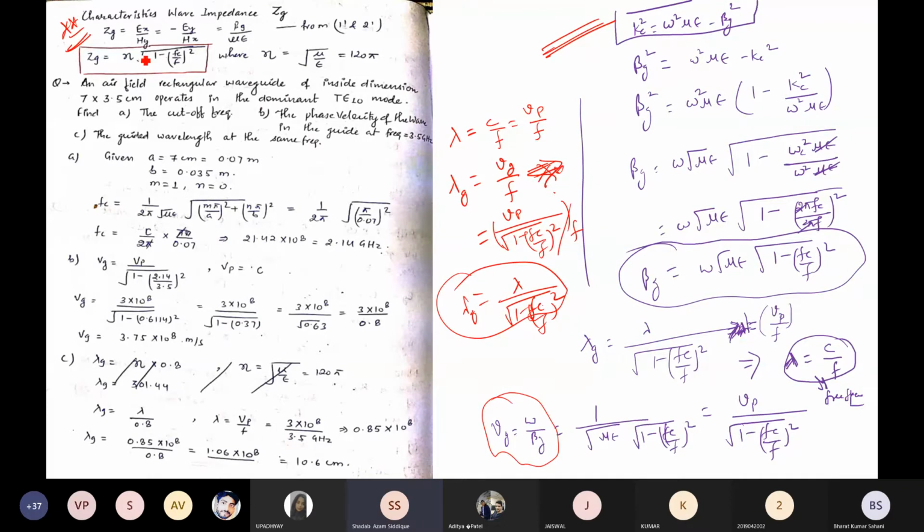And we will be able to find eta, which is equal to square root of mu by epsilon, which we know is called 120 pi, and Zg is equal to eta into square root of 1 minus (fc by f) whole square. Eta is equal to 120 pi.